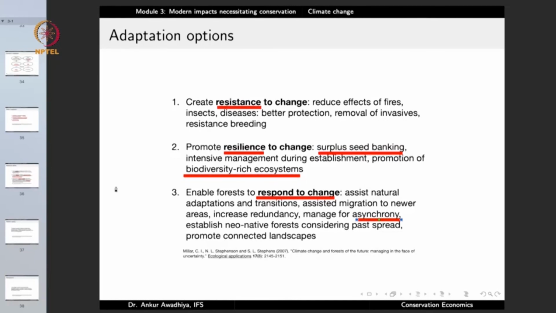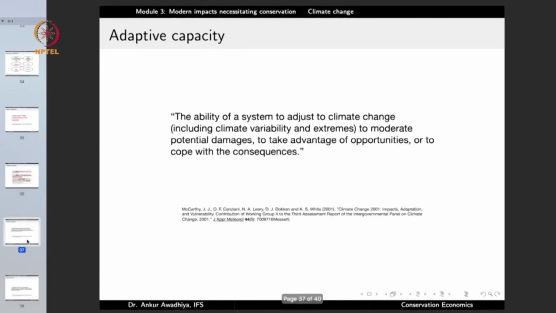So these are the three main adaptation options. You create a resistance to change, you promote resilience to change, and you enable the forest to respond to changes. Now, whenever we are doing adaptation, it is important to note that there is an adaptive capacity: the ability of a system to adjust to climate change, including variability and extremes, to moderate potential damages, to take advantage of opportunities, or to cope with the consequences. So there is a capacity, whether we talk about a forest, a nation, or a community, there is a capacity to adapt.